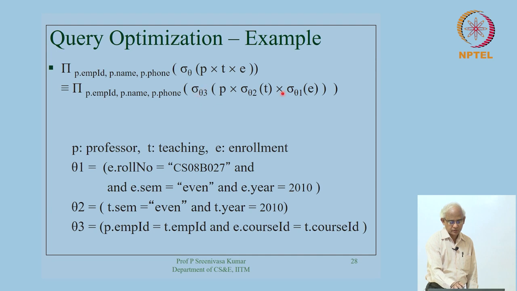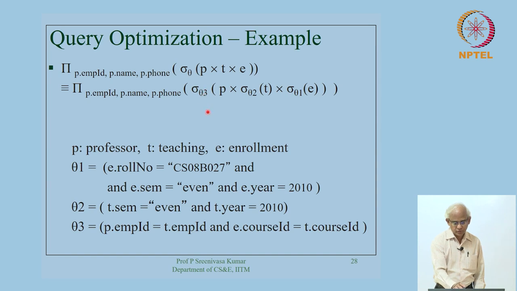Having realized that this theta 1 is actually applicable to enrollment, I can push it all the way towards E, because theta 1 is completely working on the E enrollment relation. So I can take this theta 1 that is part of this theta and push it all the way here. You agree with that? Similarly I can push theta 2 to T, because that is completely applicable to the relation T. Even if you keep it here, we will form the cross product and then do the selection. Instead I can now do the selection and then do the cross product.